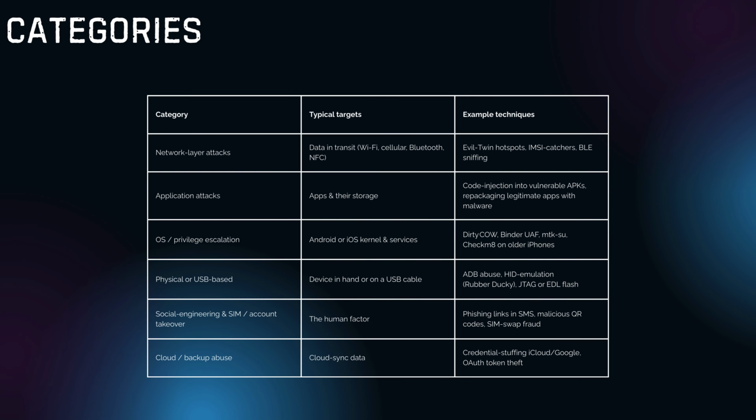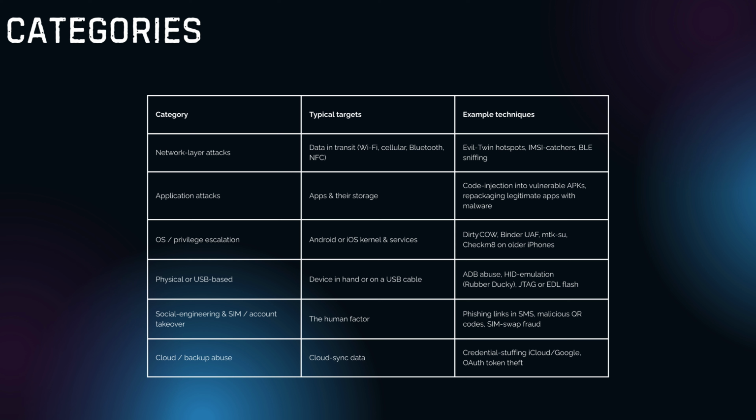There are some major categories of mobile hacking. You can do network layer attacks such as data in transit, Wi-Fi, cellular, Bluetooth, or NFC. You can use evil twin hotspots, IMSI catchers, or BLE sniffing, aka Bluetooth sniffing. Application attacks would be through apps and storage devices, where you can do code injection into vulnerable APKs, repackaging legitimate apps with malware, and so on.